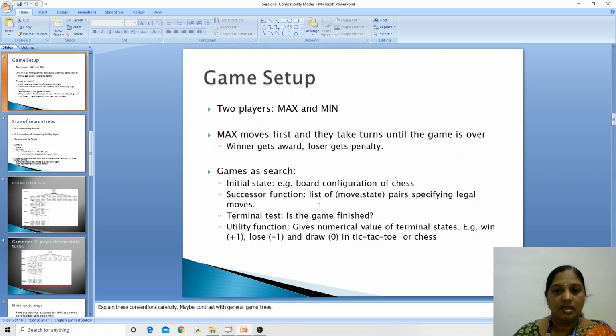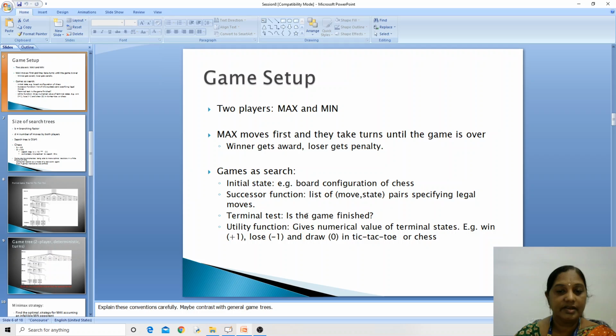Successor function. List. What are the list of moves? So initially you should know what are the rules that you have to follow to play the game. That is the list of moves. And terminal test. Is the game finished or not? How could you say whether the game is finished or not? Who won the game and who lost the game? So what is the final state? So when you can say that you win the game, that depends upon the terminal test.